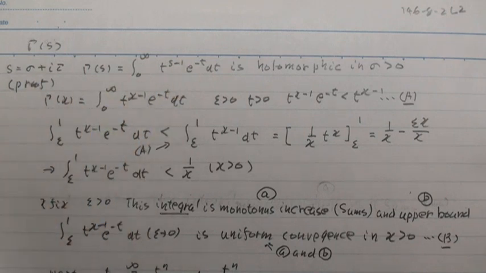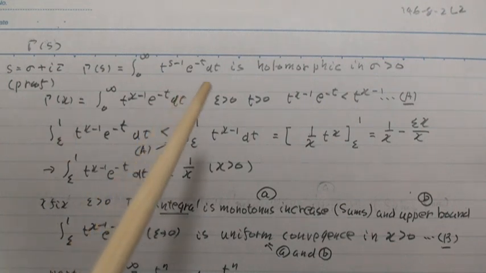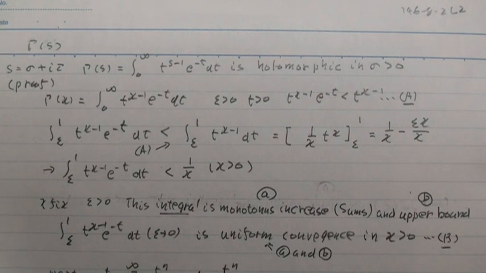Γ(x) = ∫₀^∞ t^(x−1) e^(−t) dt. This is the definition. For ε positive and t positive, t^(x−1) e^(−t) is less than t^(x−1). Okay, point A. And the integral from ε to 1 of t^(x−1) e^(−t) dt is smaller than the integral from ε to 1 of t^(x−1) dt, from A. Okay.